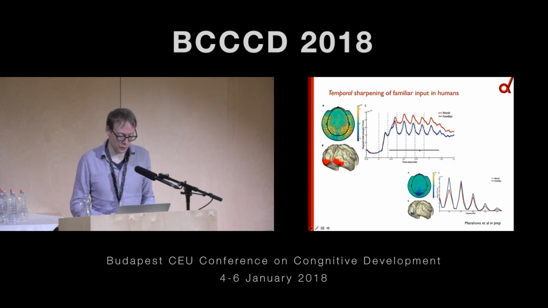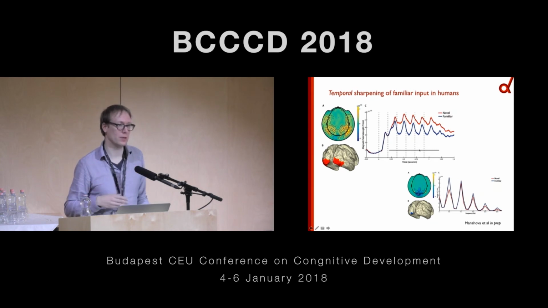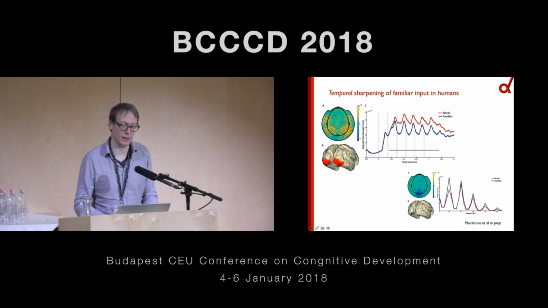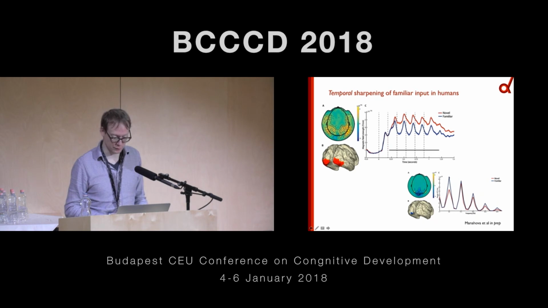First of all, we replicate the findings that they saw in monkeys. We did this in MEG, so we wanted to have the temporal resolution. What you can see here is within the visual system, corresponding to the lateral occipital complex, there's more activity for novel than for familiar images. But you can also see that the peak-trough excursions are larger for familiar than for novel. You can quantify that by quantifying the power at the stimulus frequency, and you see that for familiar there is a higher power at the stimulus frequency than for novel input.